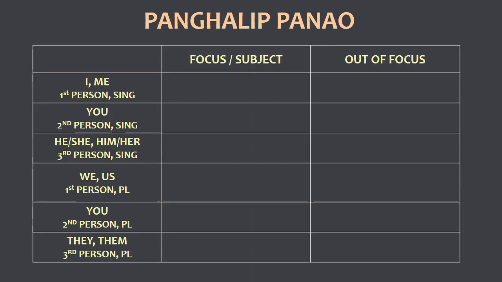For first person singular, when replacing the focus of the sentence or the subject, you use ako. If it's not the subject, you use ko. For second person singular, ikaw or ka when replacing the focus or the subject. Later, I'll show you when to use ikaw and when to use ka. If it's not the subject, you use mo.